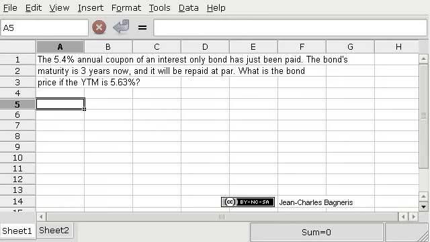Okay, now let's try this exercise. Thus, the 5.4% annual coupon of an interest-only bond has just been paid. The bond's maturity is 3 years now, and it will be repaid at par. What is the bond price if the YTM is 5.63%?